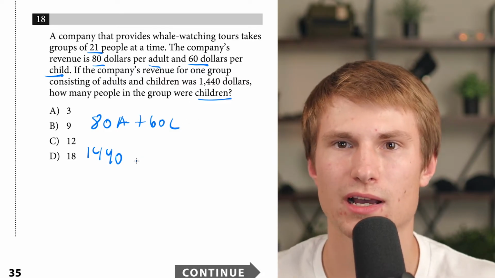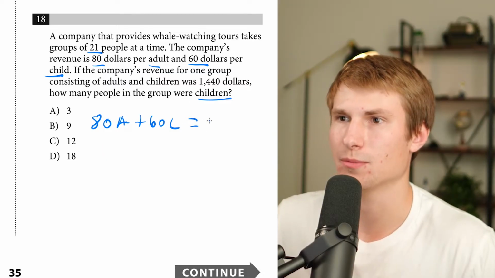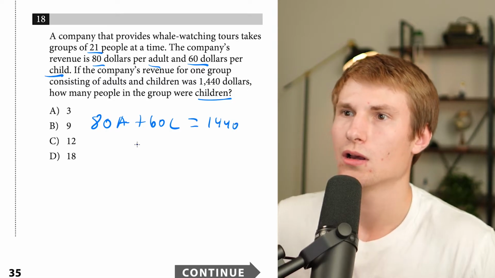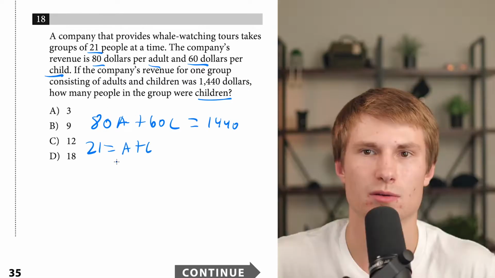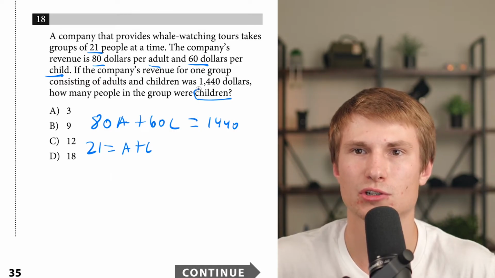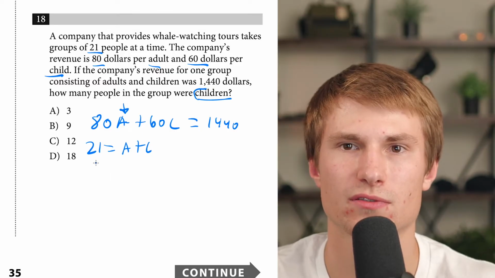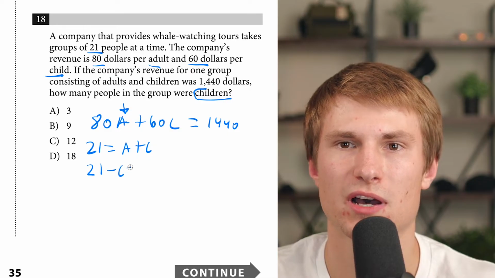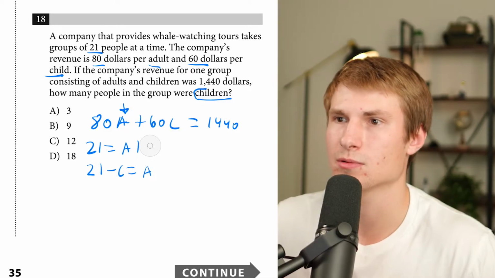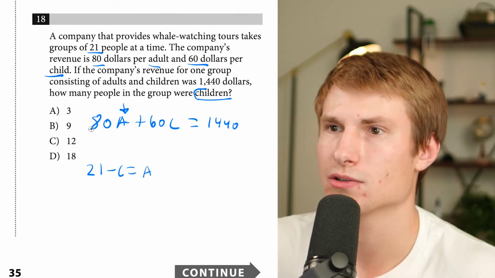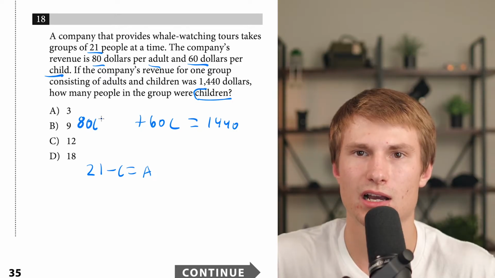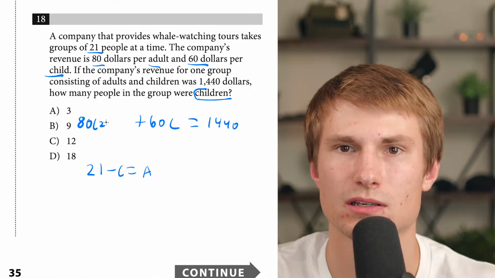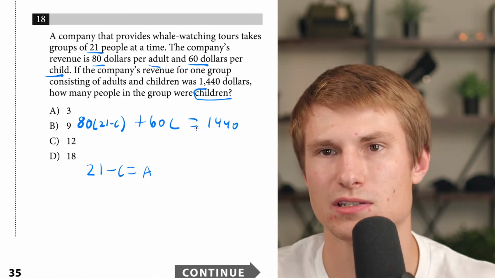So we want to solve for C. Okay, so we know that, or I guess this 1440 actually should be up here, equals 1440. We also know that they took 21 people, so 21 is equal to the number of adults plus the number of children. In this case, we want to solve for the number of children, which means that we're going to substitute something in for the value of A. We know that 21 minus C is going to equal A, so we'll go ahead and substitute that in. So now we got 80 times 21 minus C plus 60C equals 1440.